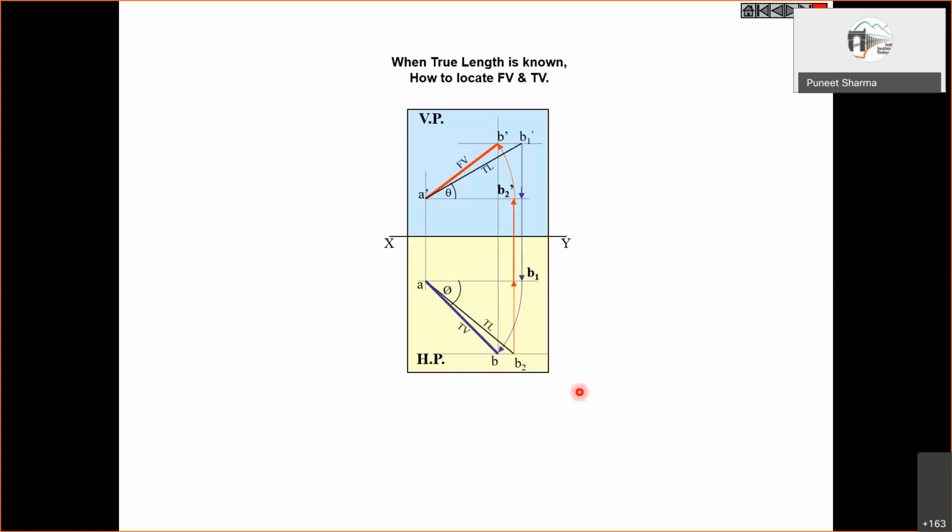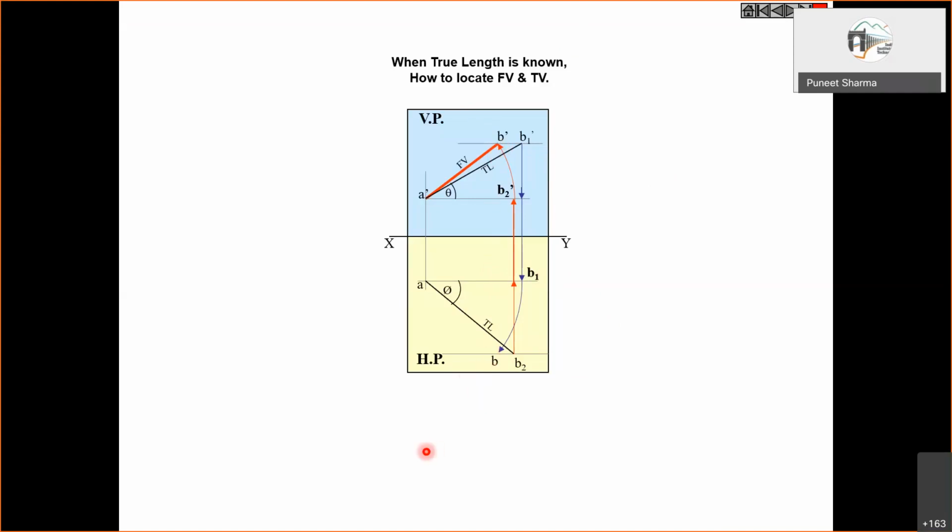Here one more thing let me mention. What we did, we brought this B dash to this location B1 parallel to XY. Then this was rotated and brought to locate the final top view of point B. This can be done by considering the fact that this B dash and this B will be on the same projector. So we can draw a vertical line from this B dash and bring it down up to here.